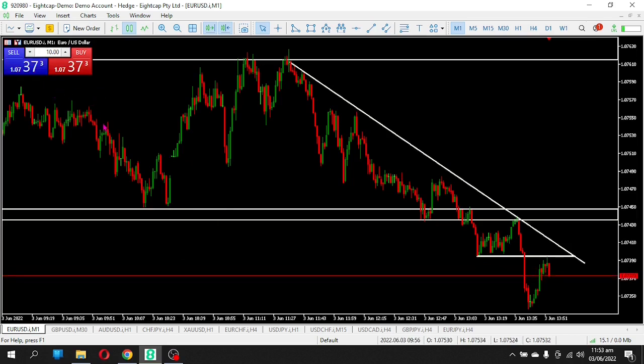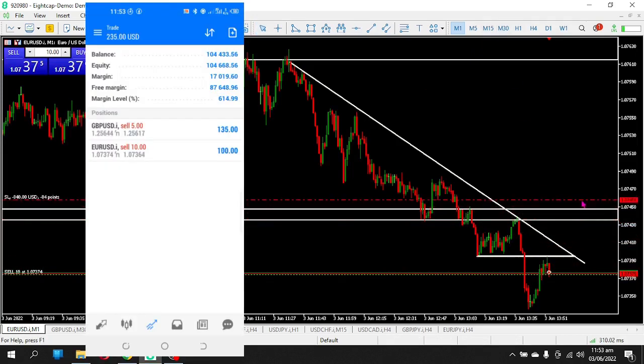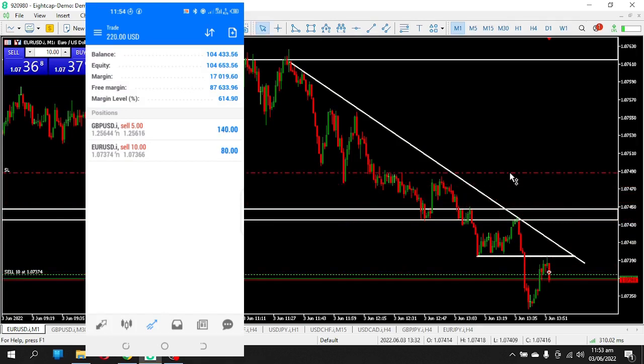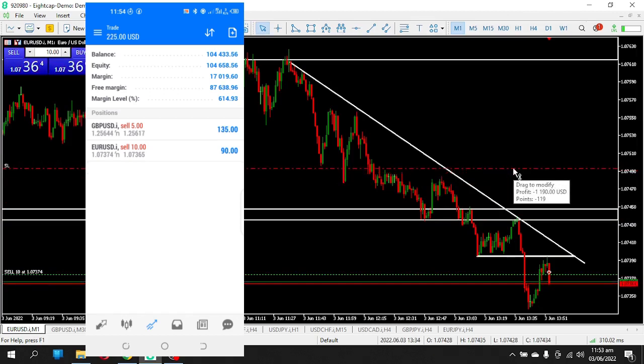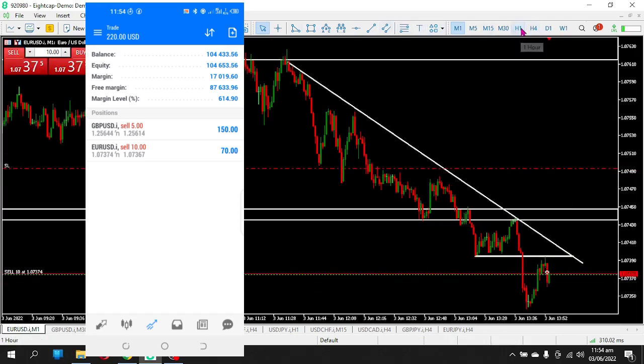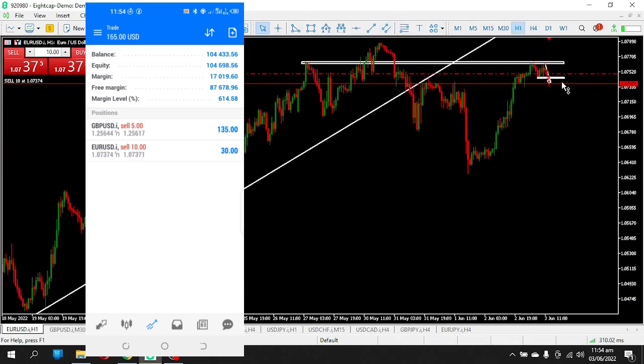and then my stop loss will be tight. So I'll put my stop loss above this resistance. Stop loss is at minus 1,140. Let me make it 1,002. Now this is minus 1,190. I'll go back to the 1 hour time frame to put my take profit.